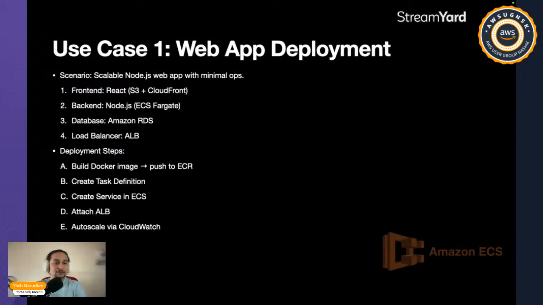Okay. So what is the use case one that we have for today? Web app deployment. This is a scenario where a Node.js web app is deployed with minimal operations. The first thing I have here is the front end, which is in React, S3 and CloudFront. It is deployed to an S3 bucket, and we are using the CDN service with CloudFront on AWS.